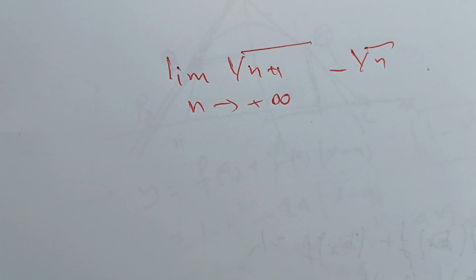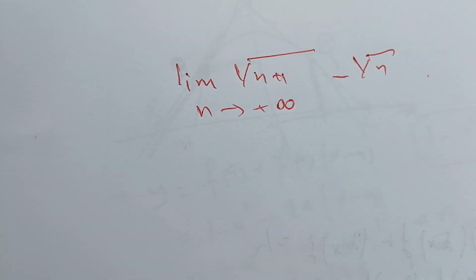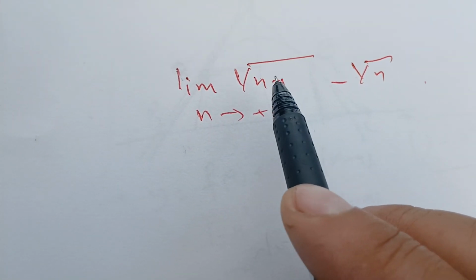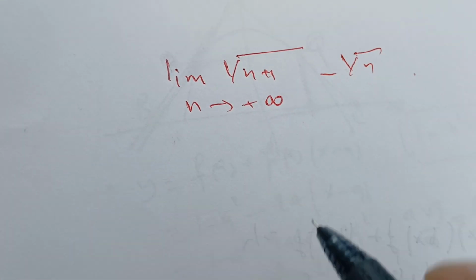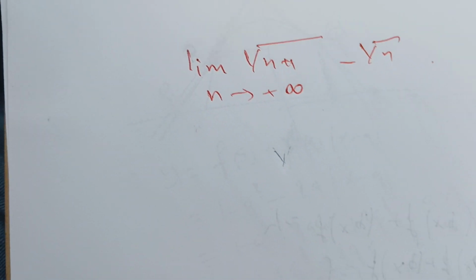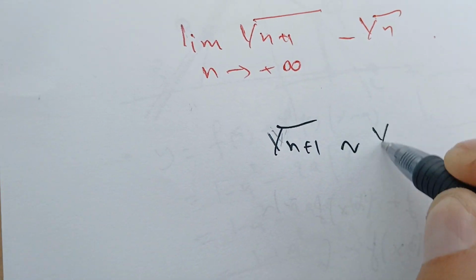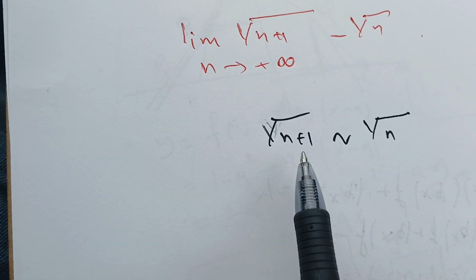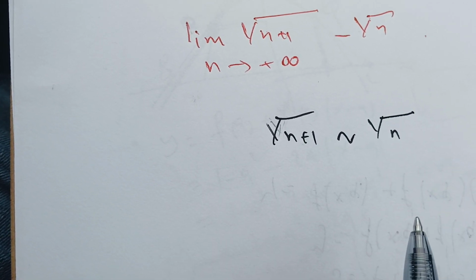We can use some clever way to expect or to see what the limit is. Here the difference between n plus 1 and n is just 1. So we can think of the square root of n plus 1 as the same as the square root of n, because as n gets bigger, these two numbers, n plus 1 and n, are almost the same.